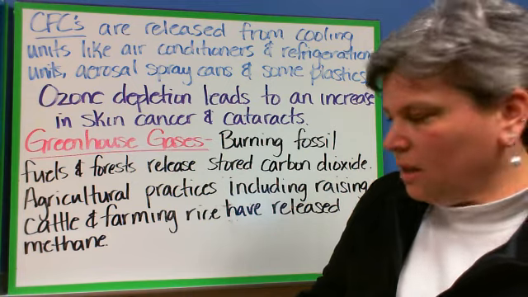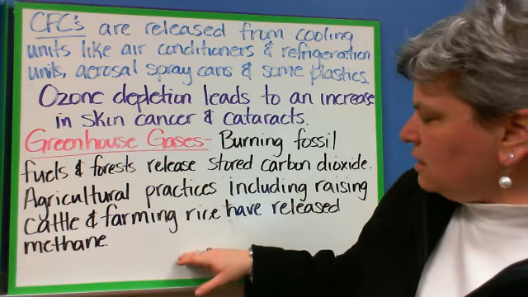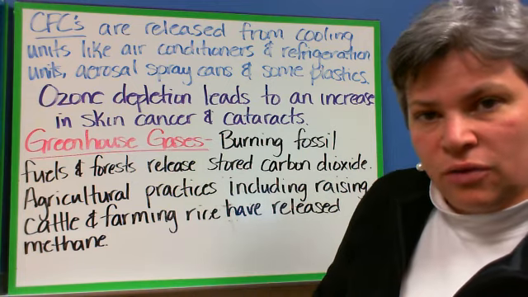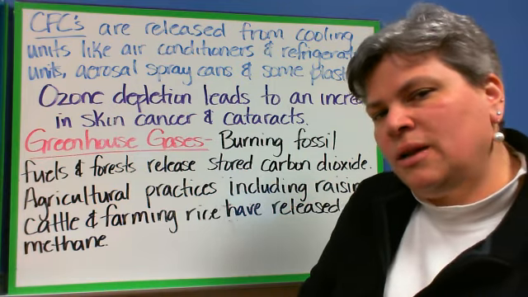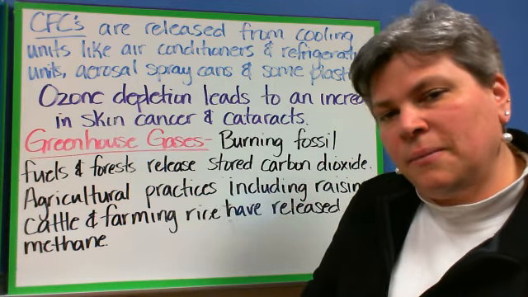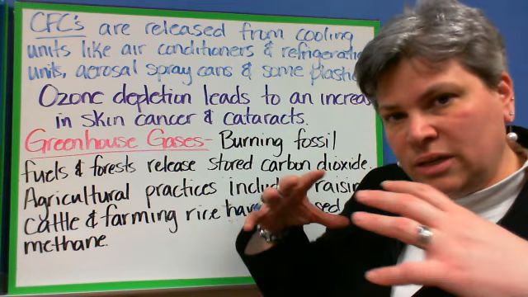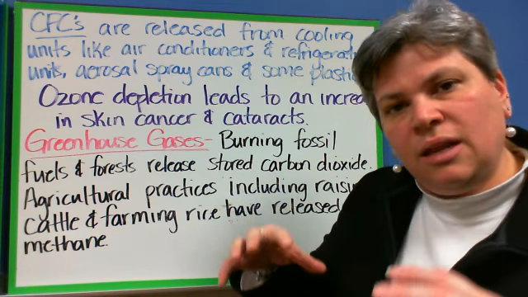Now, where does the methane come from? Agricultural practices, like raising cattle and other farming methods, release methane. So we have the methane, the carbon dioxide, and the water vapor. Again, remember, greenhouse gases, they go into the environment, and they keep the heat in.